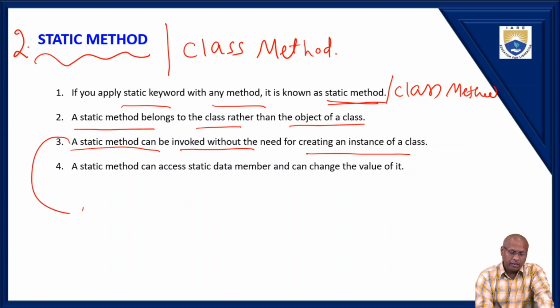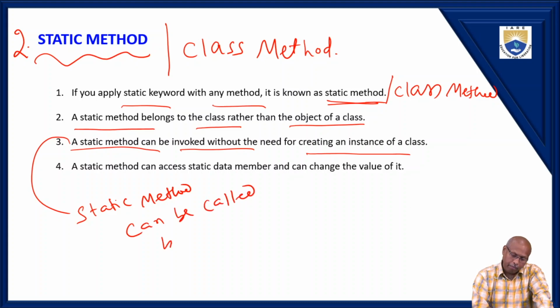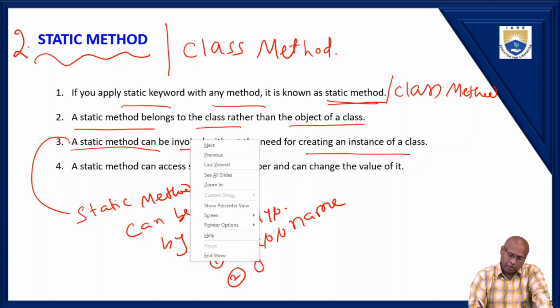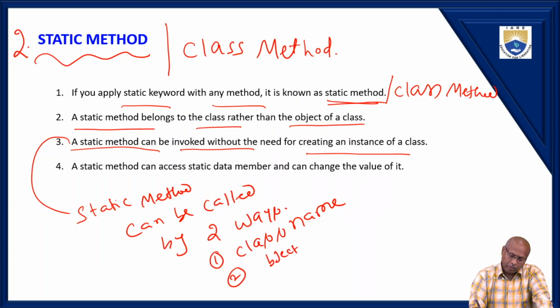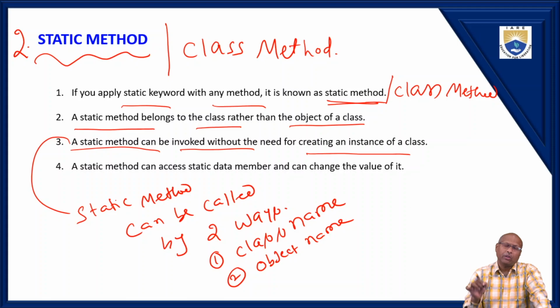So, I can say static method can be called by two ways. One is using the class name. The second one is using the object name. So both ways you can use. So class name dot method or object name dot method. Anyway, I'll show you a small program. There you will understand. But try to know how a static method can be called. A static method can be called by two ways.